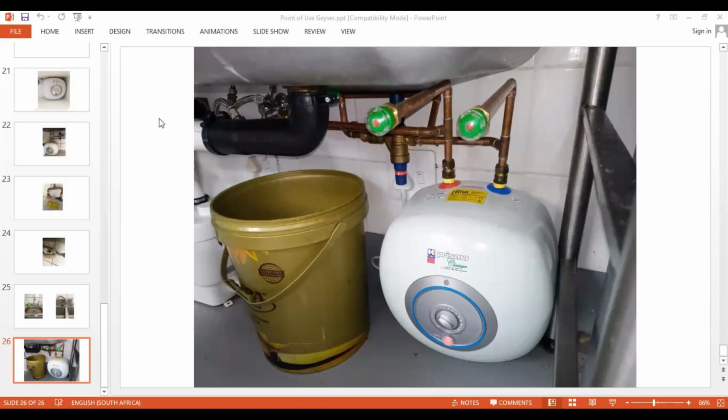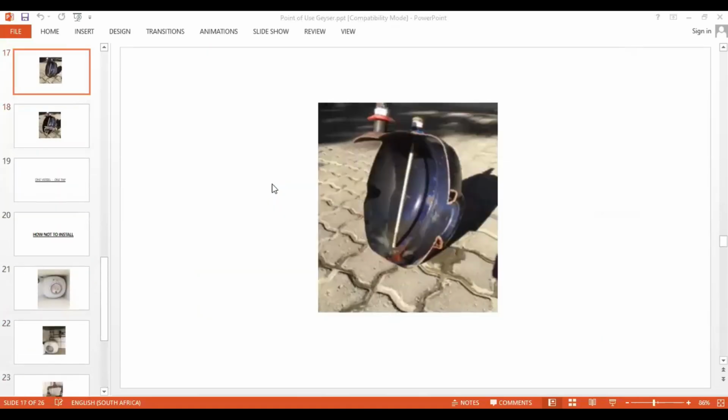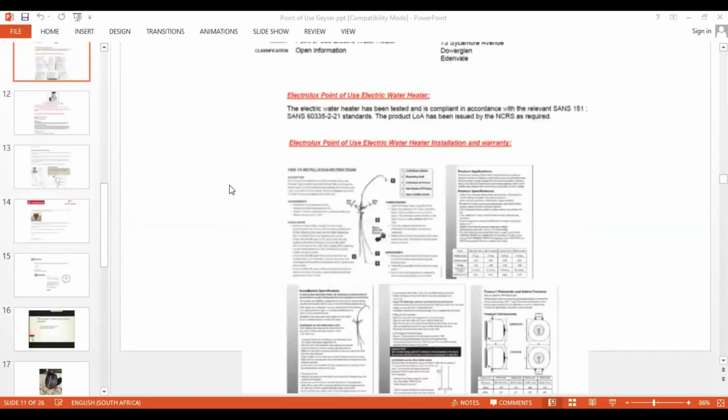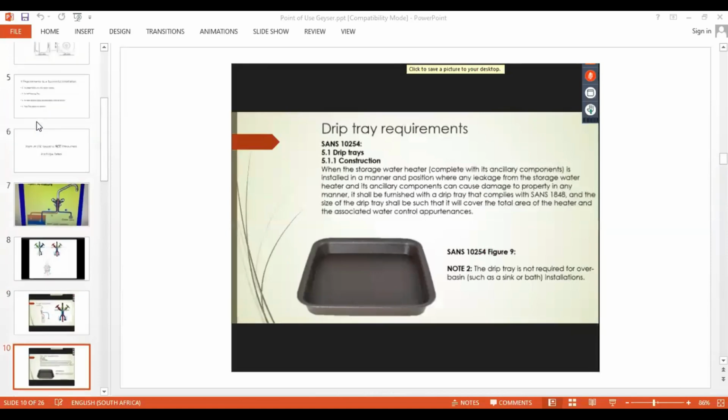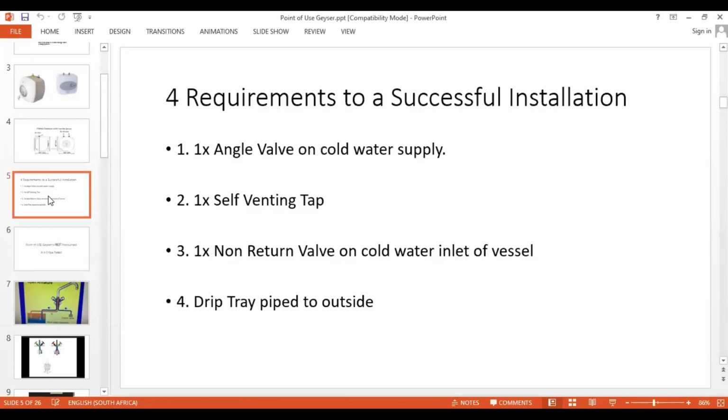No, other than it's a really simple exercise. I just want to go back to our slide here. There we go. It's four requirements to be successful. You need an angle valve, a self-venting tap, a non-return valve, and a drip tray. That's it. That's all you need. If you're buying anything else to connect to that, you're doing it wrong. Thank you very much, guys.